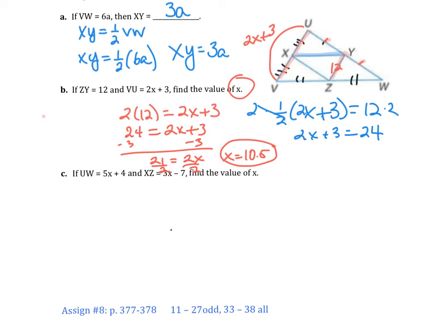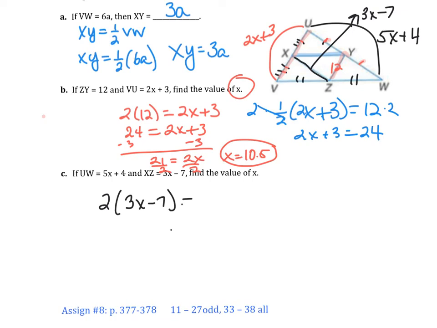All right, so UW, so this whole part here is equal to 5x plus 4, and I know that XZ, so the mid-segment that corresponds to that side, is equal to 3x minus 7. So again, I know that that mid-segment is half the length of the long side, or twice the mid-segment. So I'm going to go with twice the mid-segment is equal to that long side of the triangle. So again, I worked it that way.